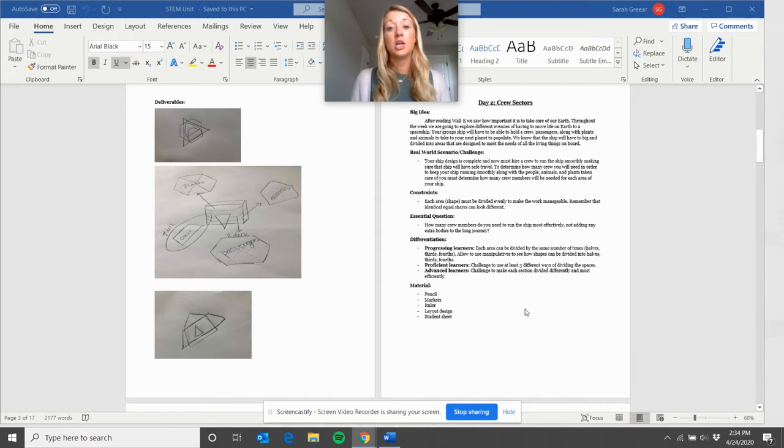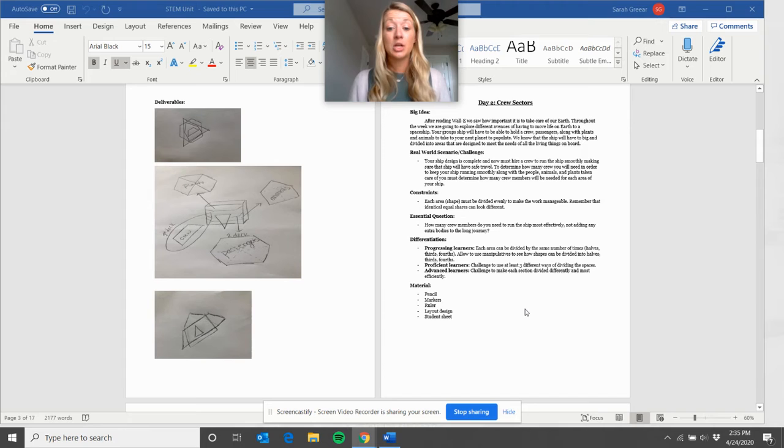Students will then use their design that they created on day 1 and divide each of their shapes into equal parts, in which they will then determine how many crew members they need to run the ship successfully. For your low learners, you might scaffold their learning in which they divide each shape by the same number. Or for your proficient and advanced learners, you can divide each shape differently, or challenge them to figure out what is the least amount of crew members that you need to what is the most amount of crew members that you might have on your ship.